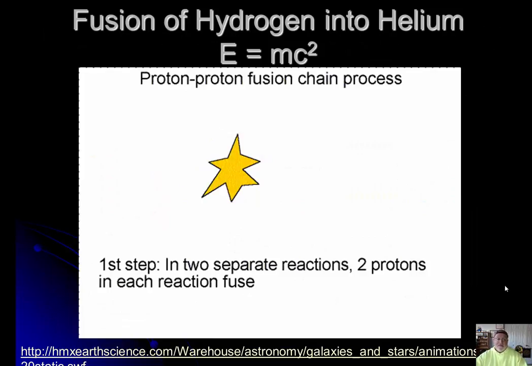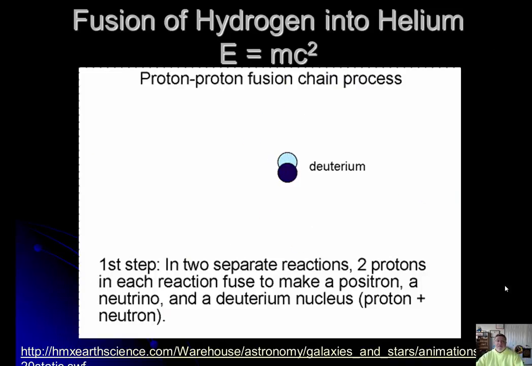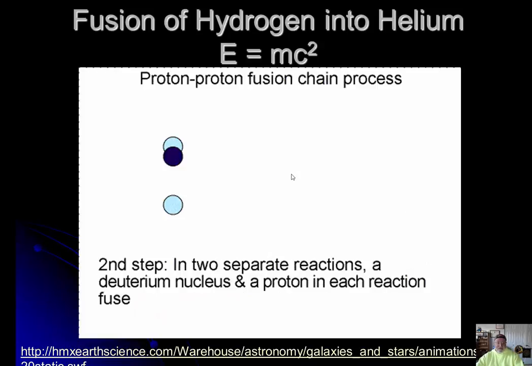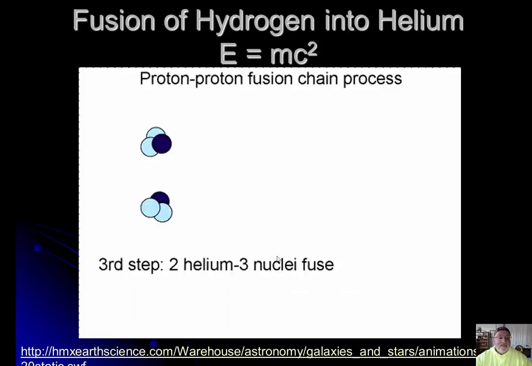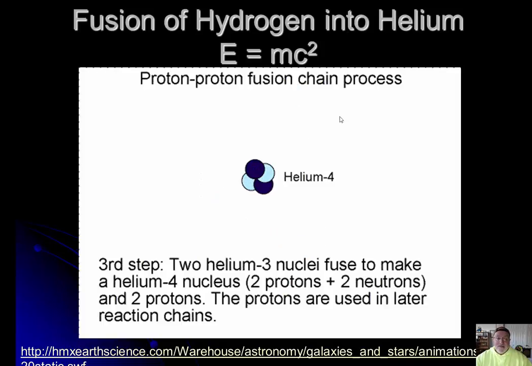Here's the picture in a shock wave. I'm just going to let it run. So we made our 2 helium, and then we're going to make our hydrogen, and now we're going to make helium-3, and you can see material flowing off. Then we're going to take 2 of those, slam them together, and produce helium-4 with 2 protons going off into space.